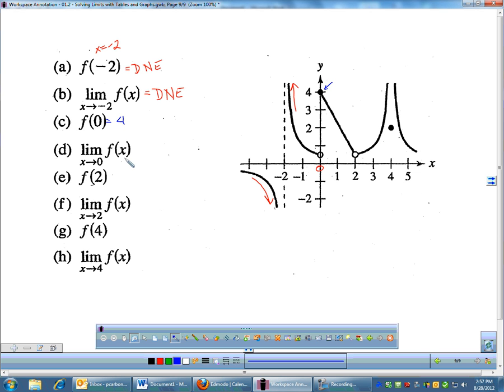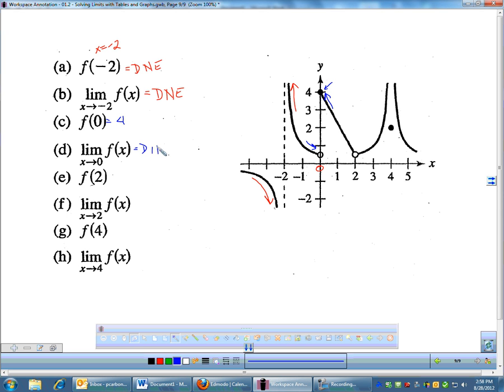But the limit as you approach 0, now I've got to look at the left and right side. f of 0 is 4, but as I come from the left, I'm coming down here. It looks like 1/2. Coming from the right, I'm going up to 4. Those do not meet. So my limit does not exist.